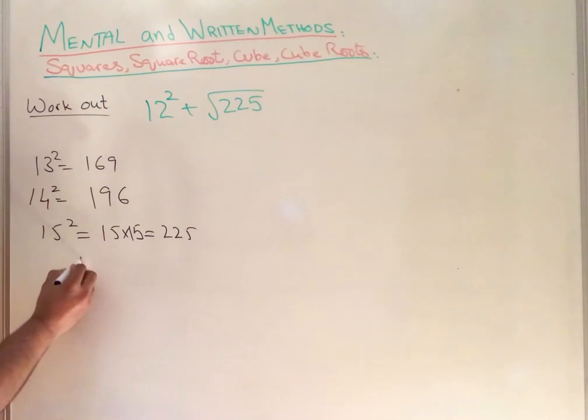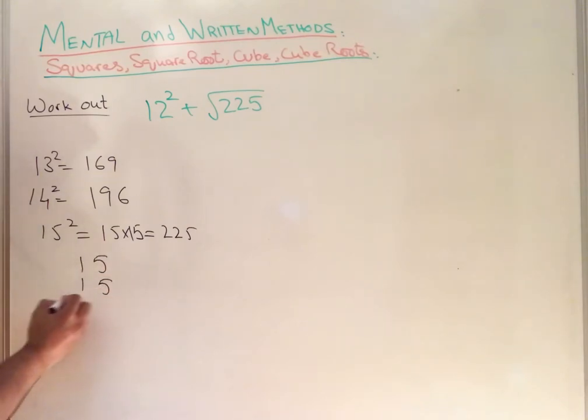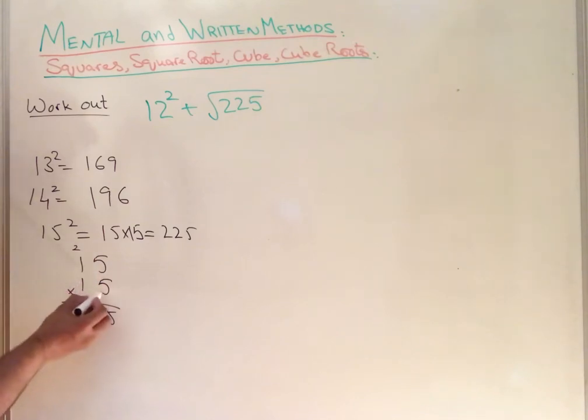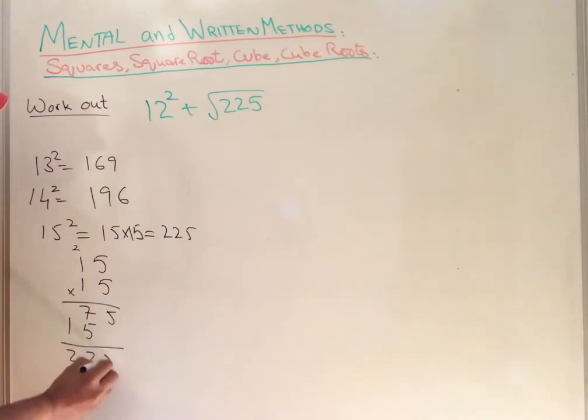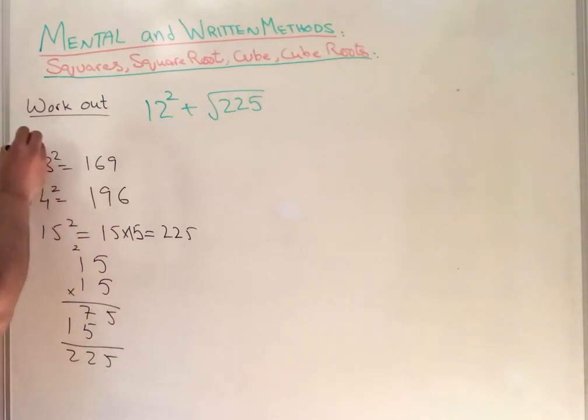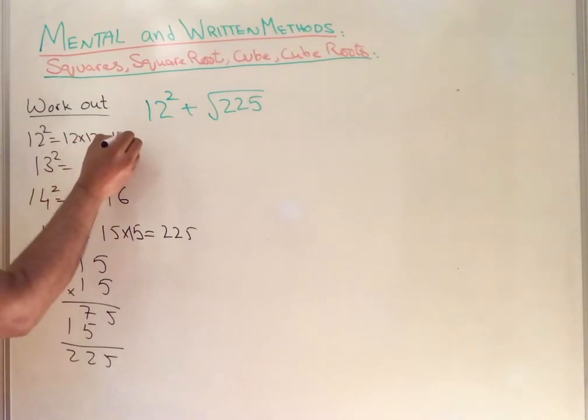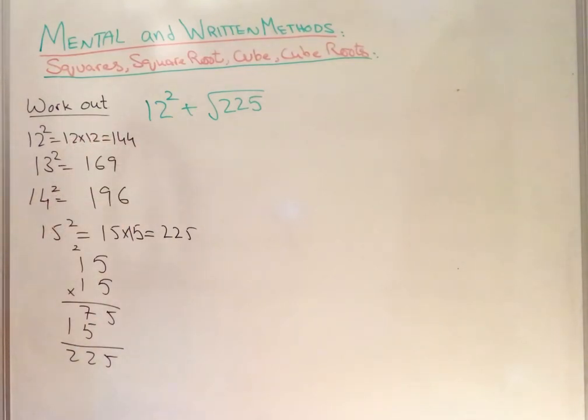You can multiply if you want. 5 fives are 25, 2 carries, 5 ones are 5, add 2, 7, 1 five is 5, 1 one is 1, so 225. So there you go. Now 12 squared, which is 12 times 12, is 144. So now we need to substitute these values in here.